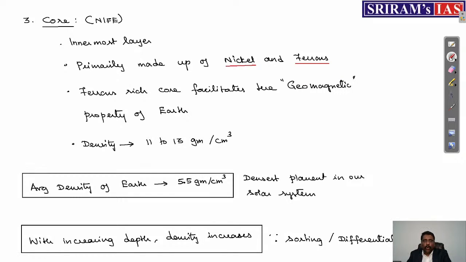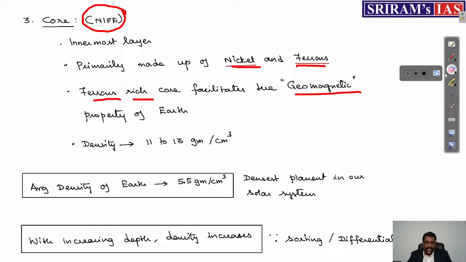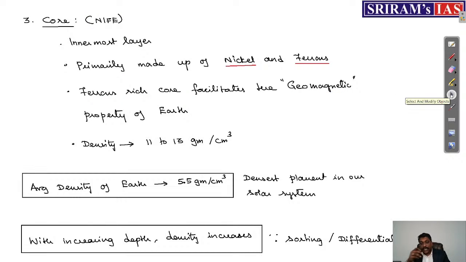And finally, when I talk about core, my dear friends, I know the fact that core is largely made up of nickel and ferrous, right? Nickel and ferrous, that's the reason you call them as NIFE. And core is rich in metalliferous metals, we know it. And I should understand that the ferrous-rich core is the one which facilitates the geomagnetic property of the Earth. Why exactly does Earth have a geomagnetic property? Why does Earth behave like a giant bar magnet, if you ask me? It is all because of the ferrous-rich core. Okay, right. Right, my friends.